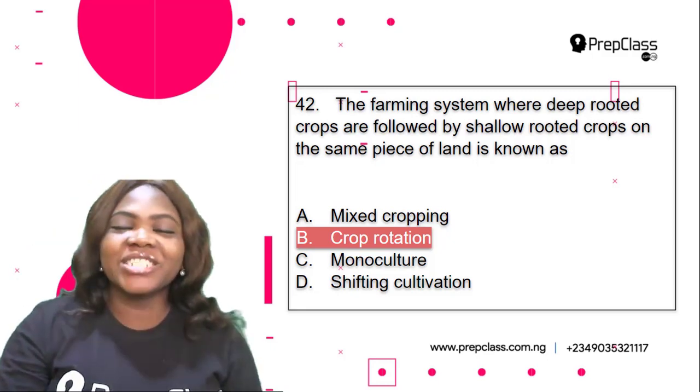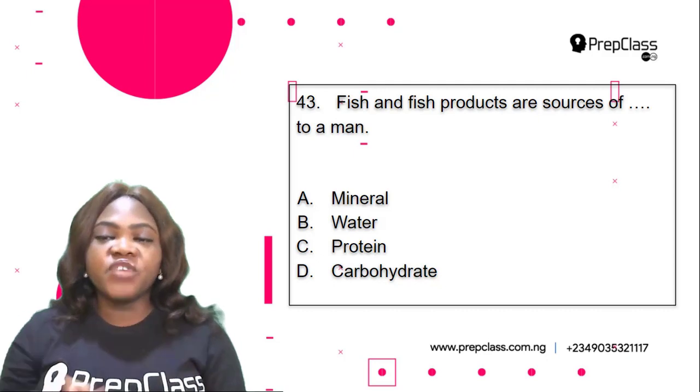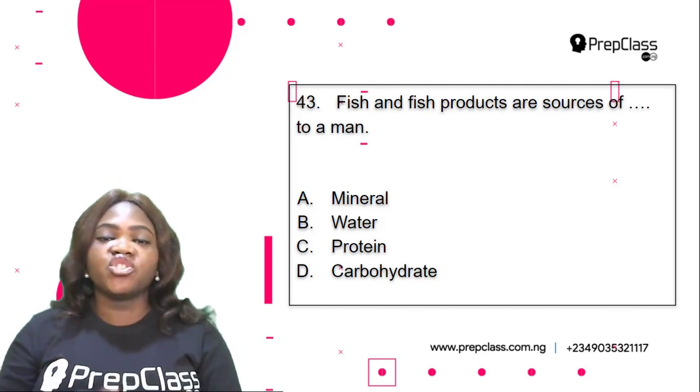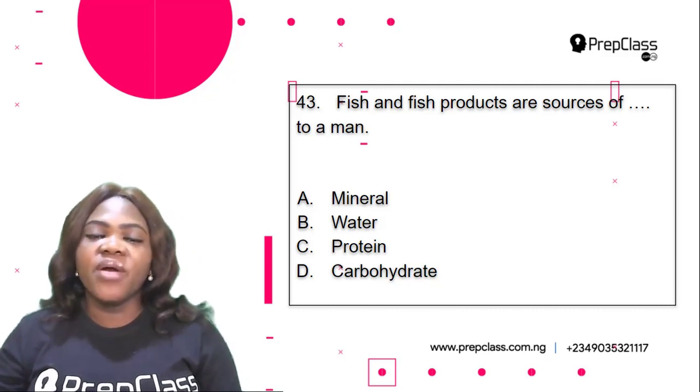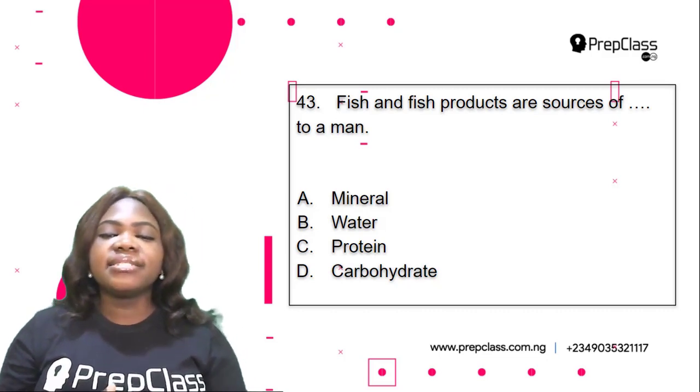Question 43. Fish and fish products are sources of dash to a man. A. Mineral, B. Water, C.